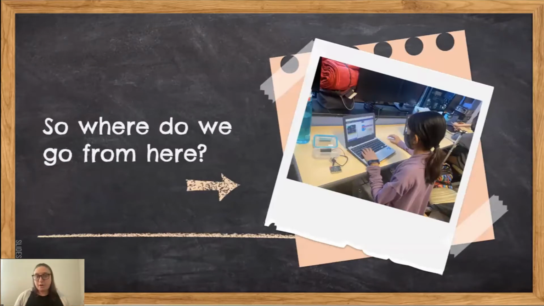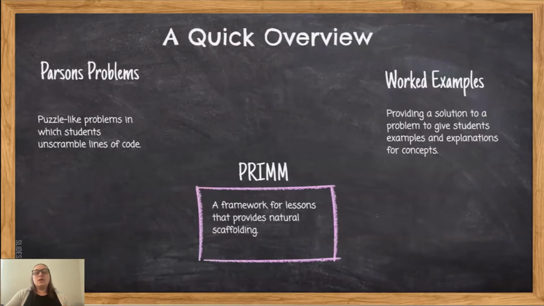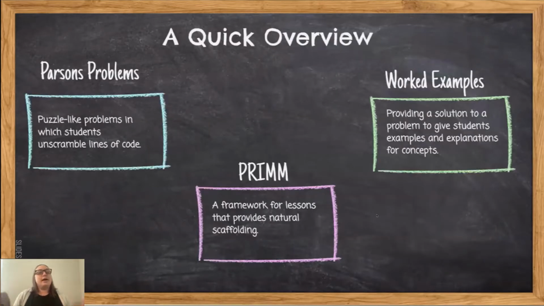So where do we go from here? We know that programming is hard. We want to support our students, help them succeed, and also help attract more students to the field. So this is where we're going with some of these strategies that we can use to do this in our classroom. I narrowed down 3 that I want to focus on today, 3 that I use a lot within CodingRooms itself, and that is Parsons problems, which are puzzle-like problems where students unscramble the lines of code.